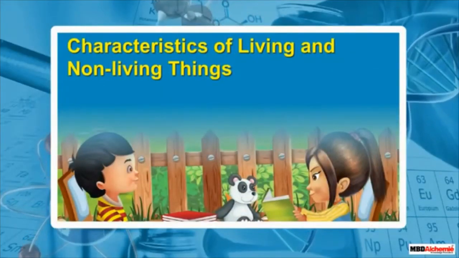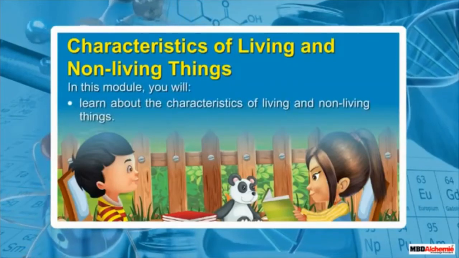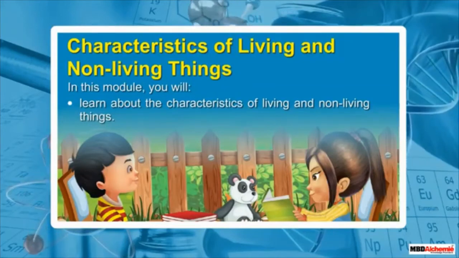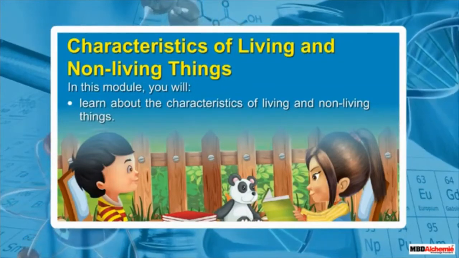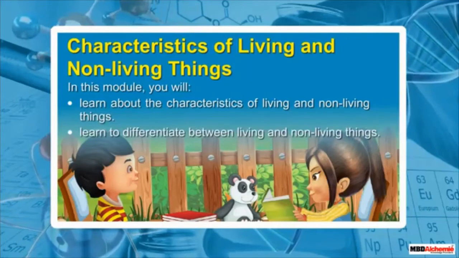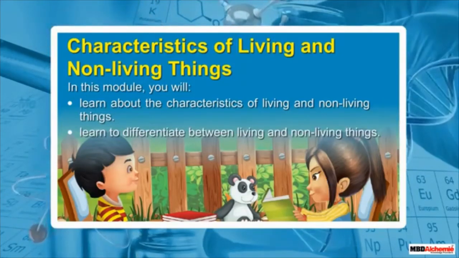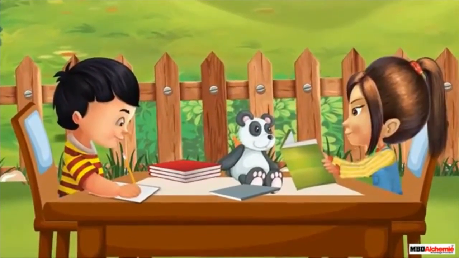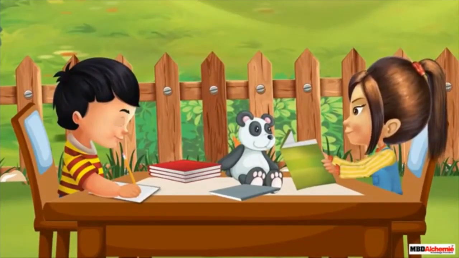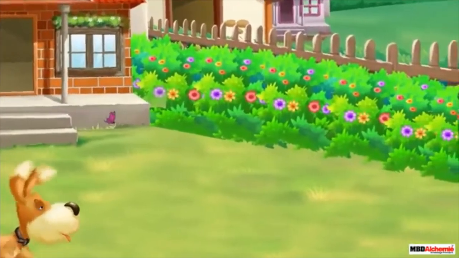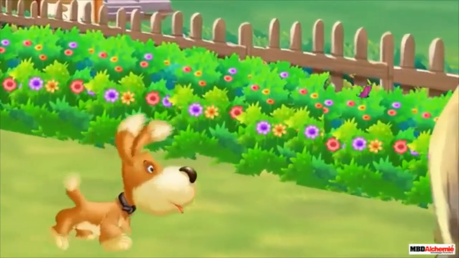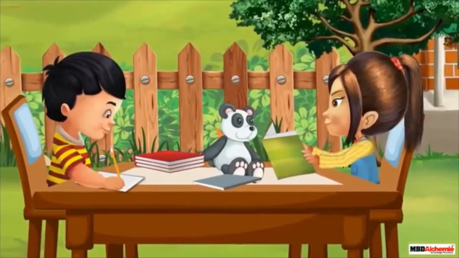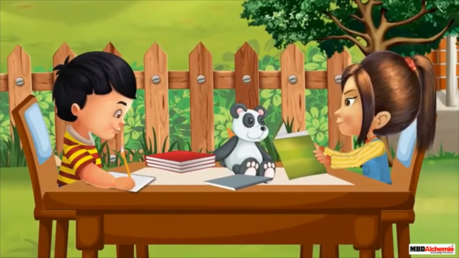Characteristics of living and non-living things. In this module, you will learn about the characteristics of living and non-living things. Learn to differentiate between living and non-living things. Sid and Alicia are doing their homework in the lawn. Come, let us join them. Look, Diamond is running behind a butterfly. Alicia and Sid, on the other hand, are sitting on a chair and are busy studying.